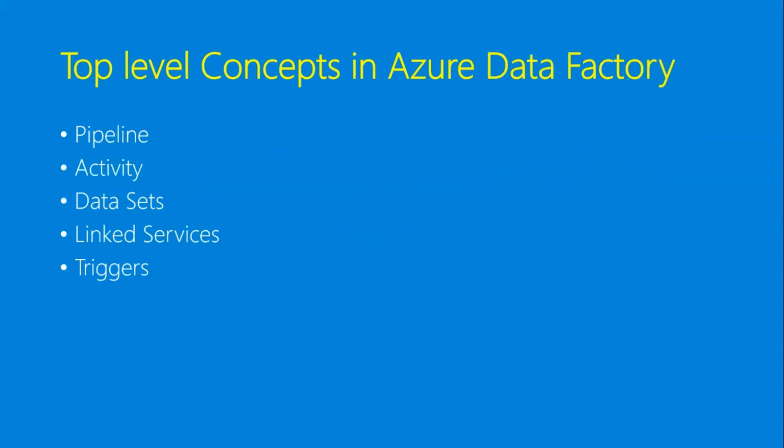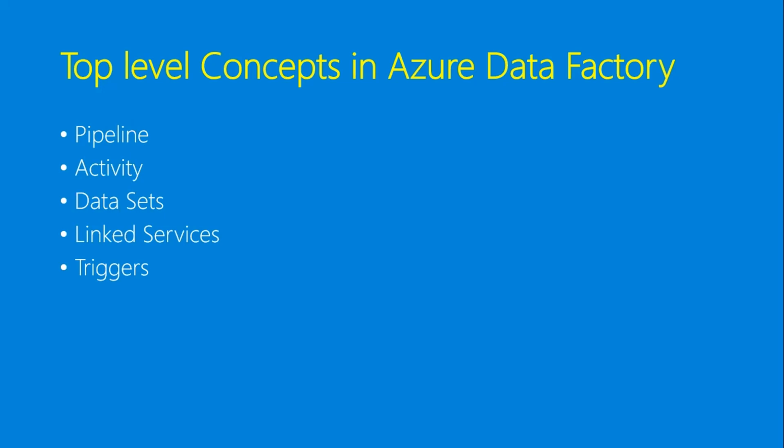Now, what are the different concepts in Azure Data Factory? You will have a pipeline. Pipeline is the top level. Like how you have a database, then tables, then columns, right? So the top level here in Azure Data Factory is a pipeline. A pipeline has the capability to extract the data, transform and load.